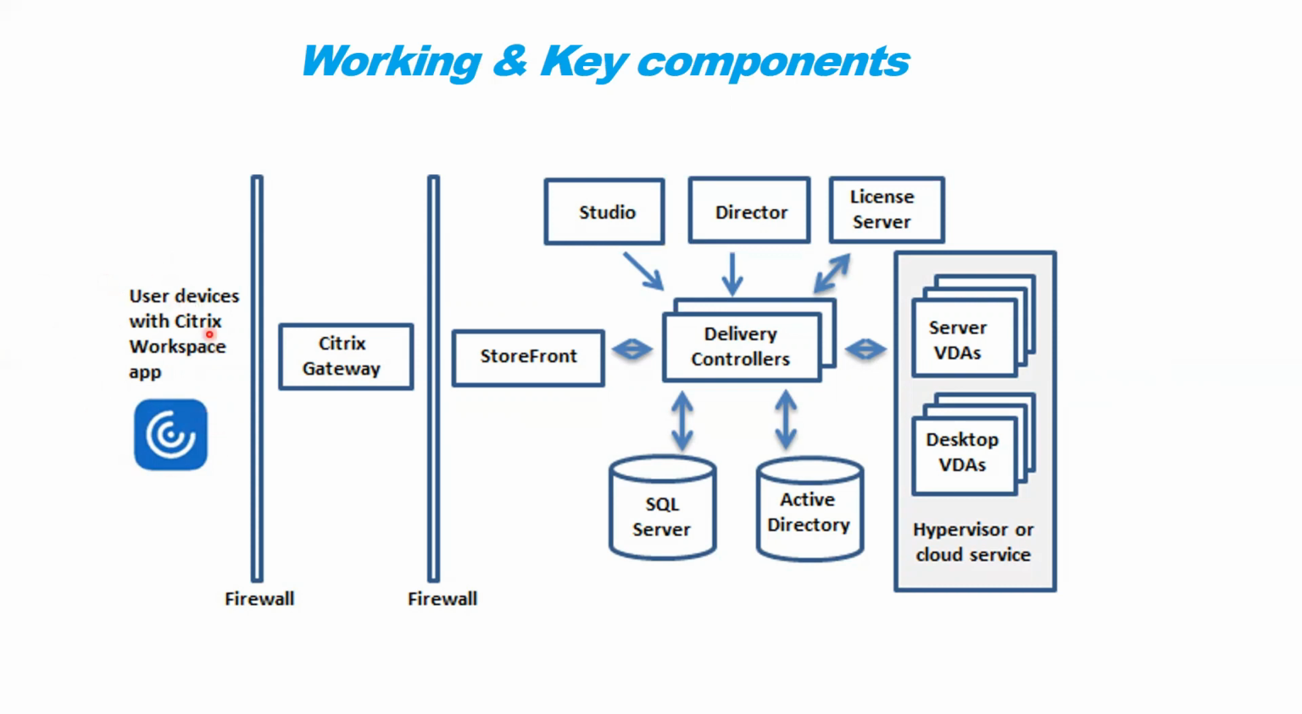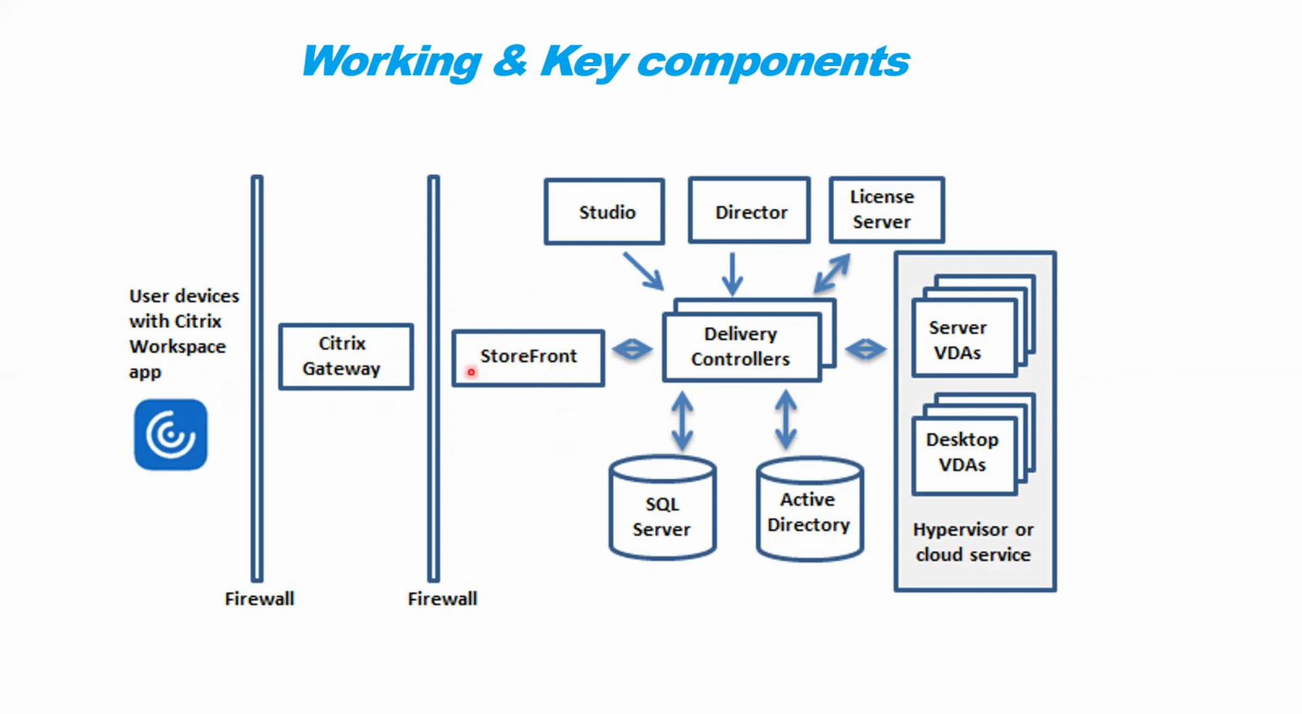On which Citrix workspace application is installed, and the user has to access one URL, whatever the URL. That is the URL of your organization or of your storefront server. Got it? So when the user enters credentials on his laptop, then it will hit the gateway, which we will create in an upcoming session. After reaching the gateway, it will hit the storefront, and when it reaches the storefront, it will load a web page and it will ask for credentials. Got it?